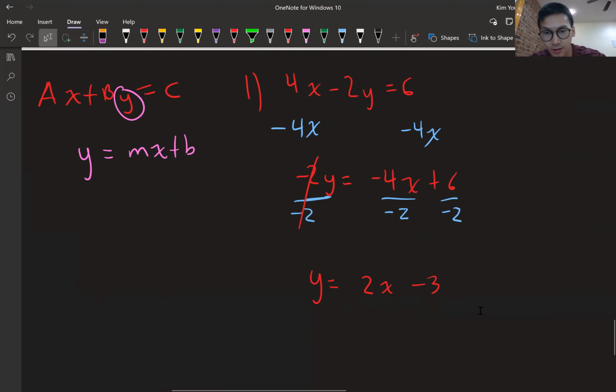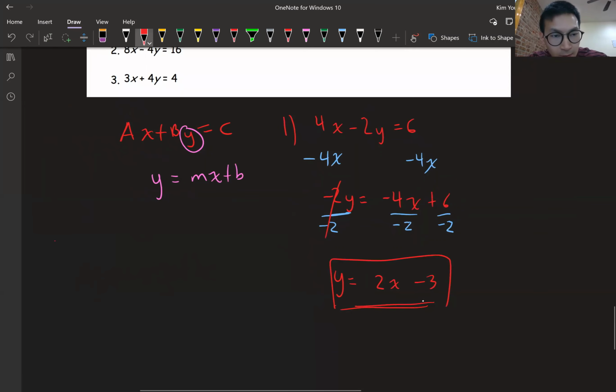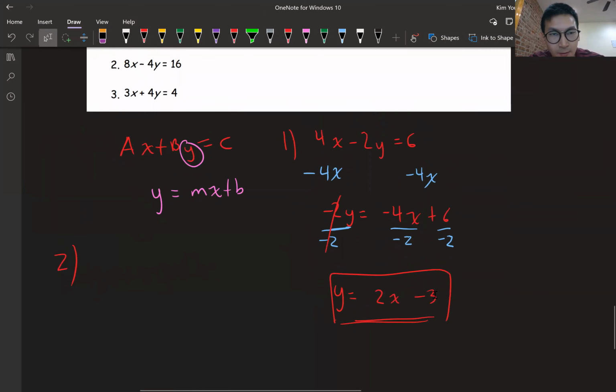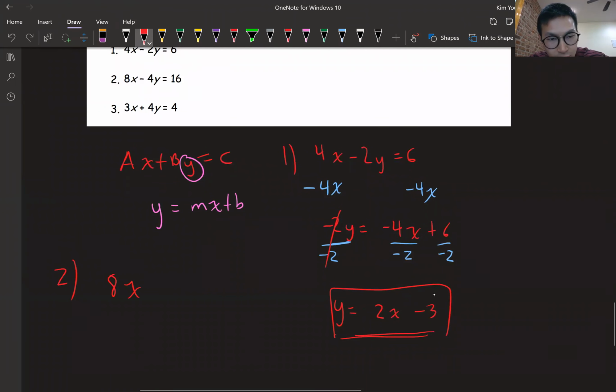All right, so here we did it. It looks like this format: y equals mx plus b. M here is 2. The b is negative 3. Great. So this is for number 1. So for number 2, same thing. Hopefully, I won't have to talk as much.